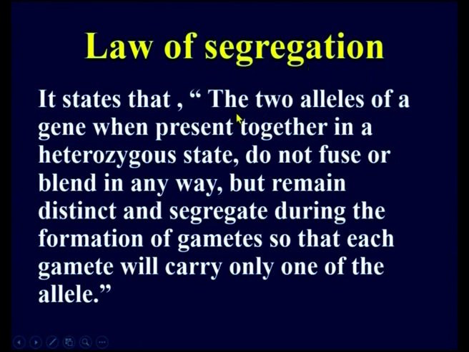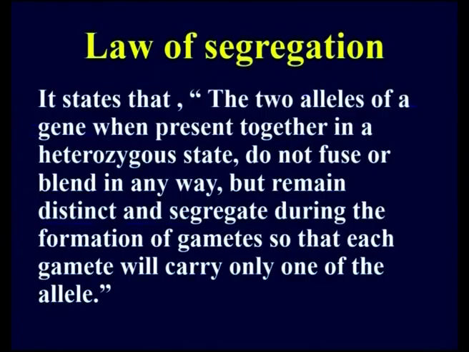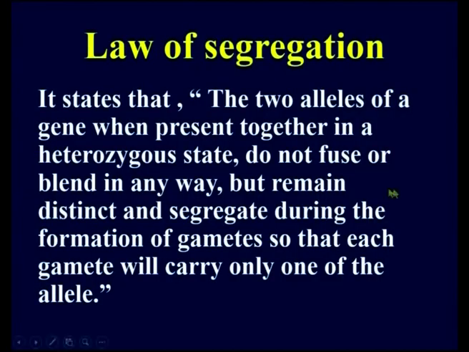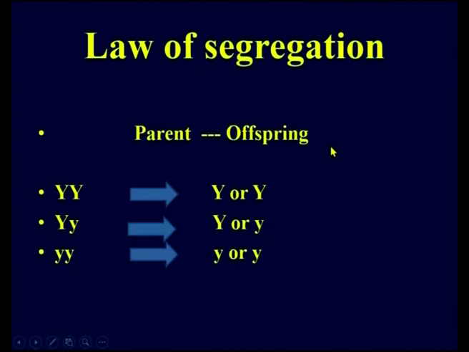So what is the law of segregation? The 2 alleles of a gene, when present together in a heterozygote state. Heterozygote state means we are talking about F1 plants. So in F1 plants, when the 2 alleles are present, they do not fuse, they do not mix up, they do not blend, but they remain distinct. And next time when the gametes are formed, these 2 alleles get separated out and individually enter into gametes. This is the law of segregation.